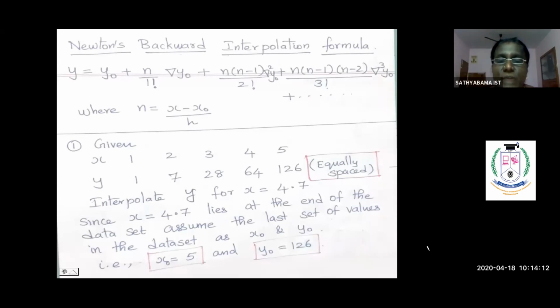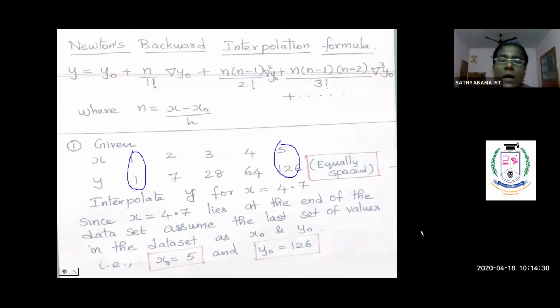That is, in your data set, for example, the last entry is x naught and y naught, instead of considering the first set. So this is the only difference we have under the backward interpolation formula.